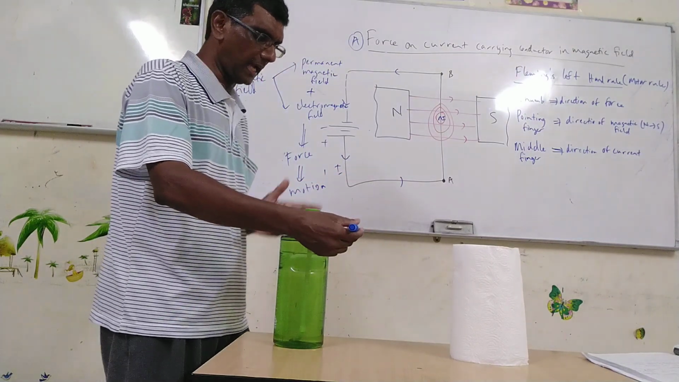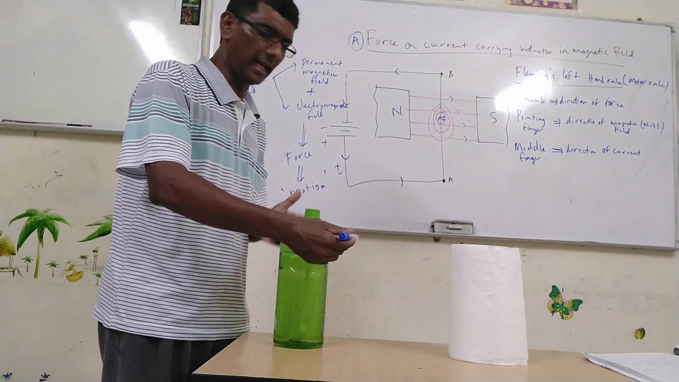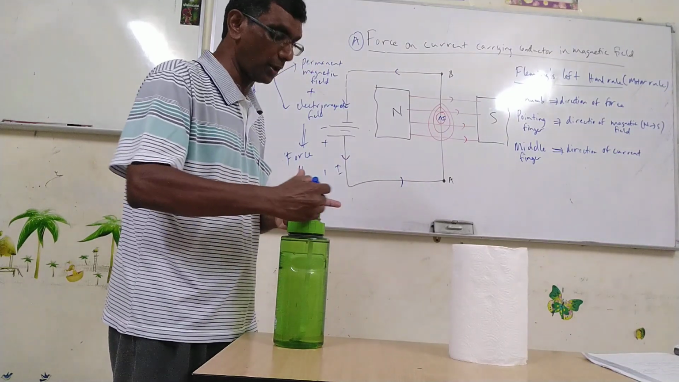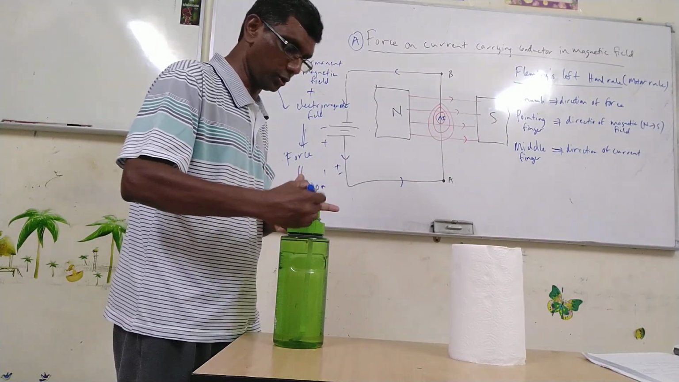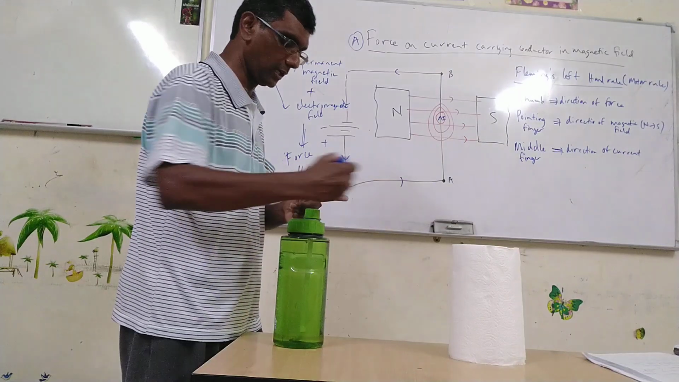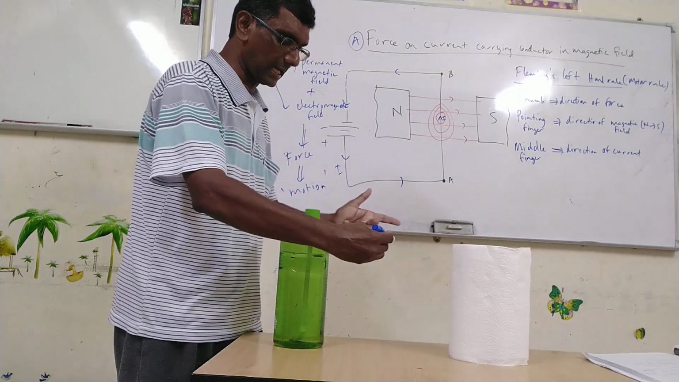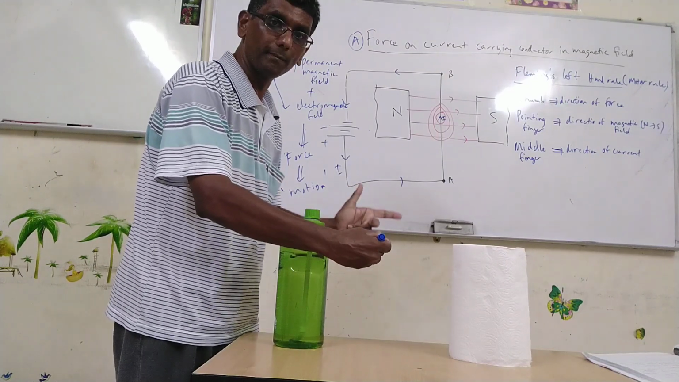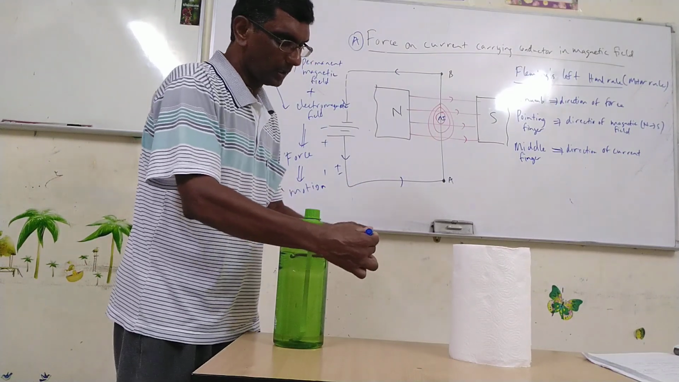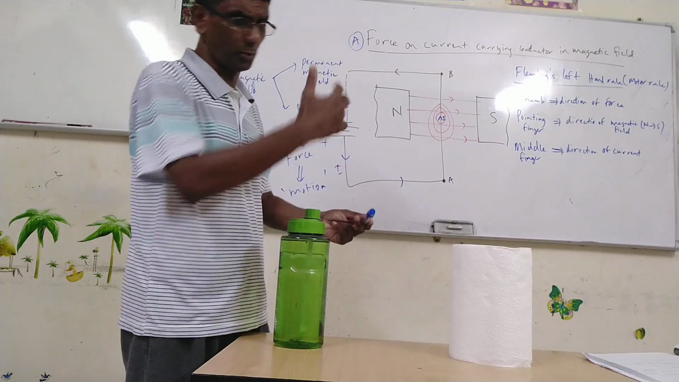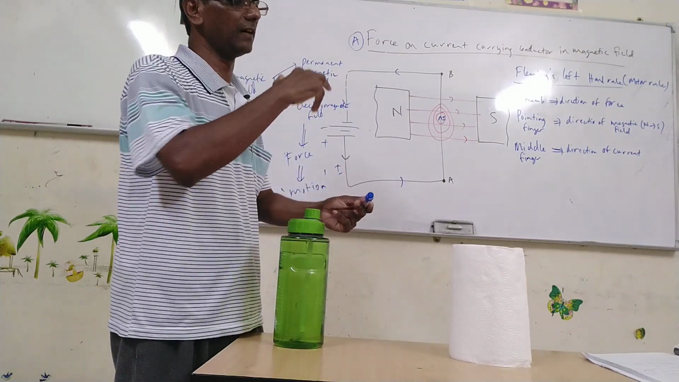This is north and south. This pointy finger shows north to south. This shows the permanent magnetic field. Current flows this way, not produced this way. The current flows this way.